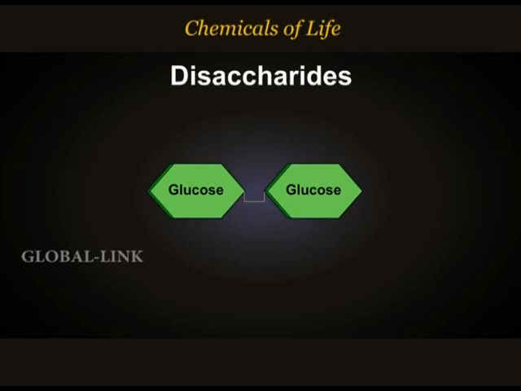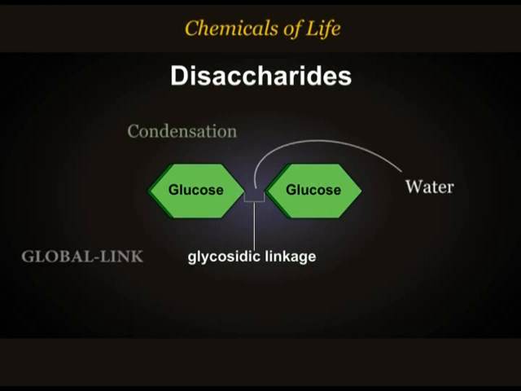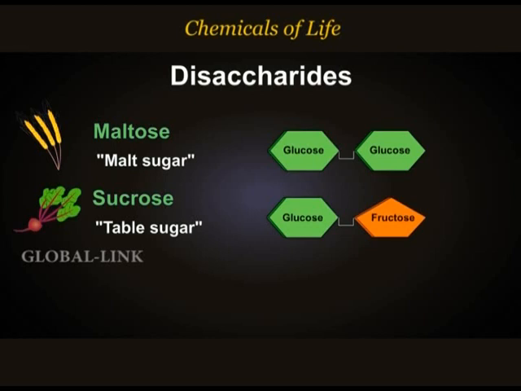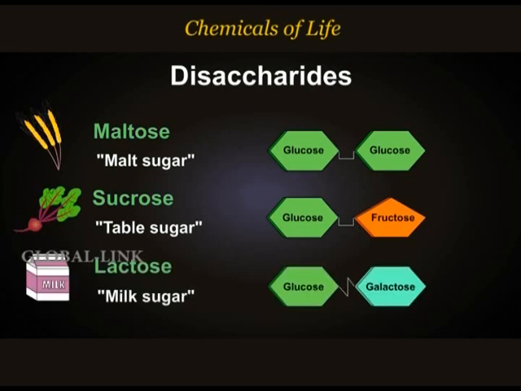Disaccharides are formed when two monosaccharides join together in a condensation reaction, forming what is called a glycosidic linkage. During condensation, a water molecule is lost. Condensation is therefore a type of dehydration reaction. Common disaccharides include maltose, which is made of two glucose molecules. Sucrose, which is also known as table sugar, is made of glucose and fructose. And lactose, also called milk sugar, which is made of glucose and galactose. So you see, in each disaccharide, glucose is present.